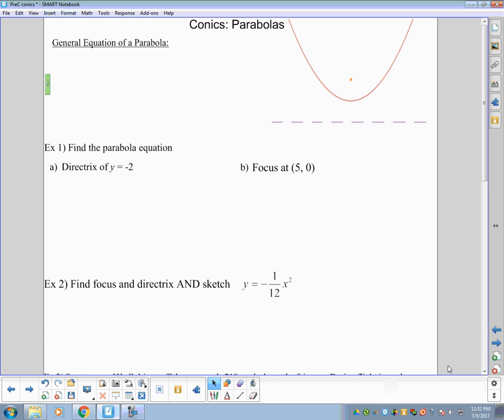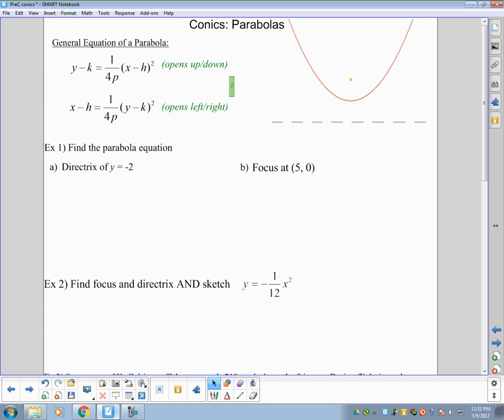Okay, general equation of a parabola. This is what we call the vertex form of a parabola. And last year, you probably saw this, but you were just told that this coefficient was A, probably. We didn't quite go into as much detail here. But there's a relationship between that coefficient of the x or the y squared term and the location of the focus and the directrix of a parabola.